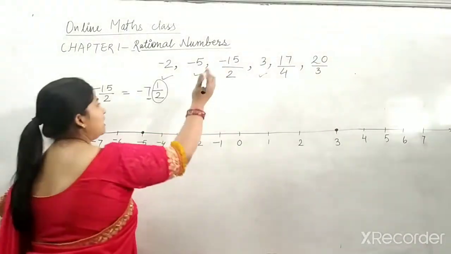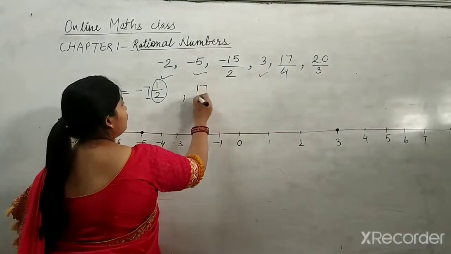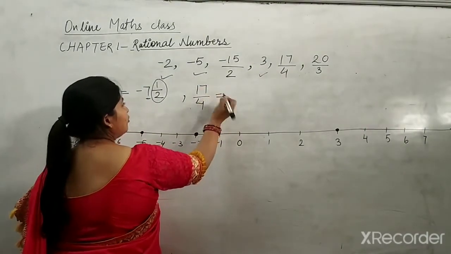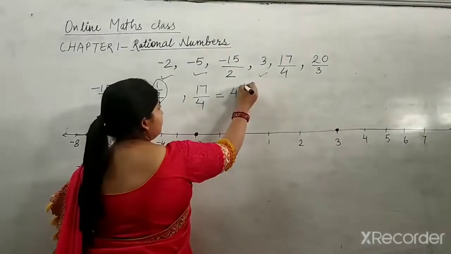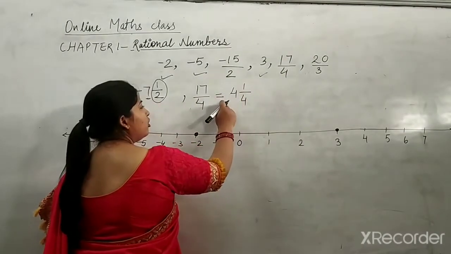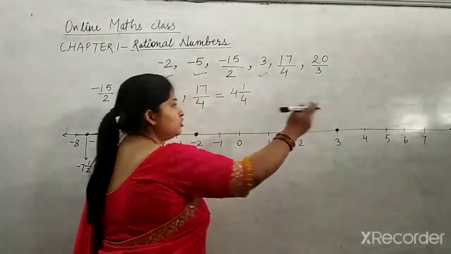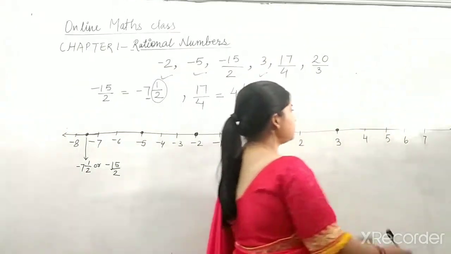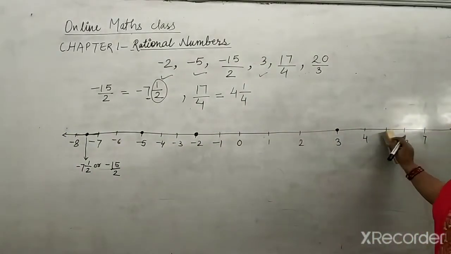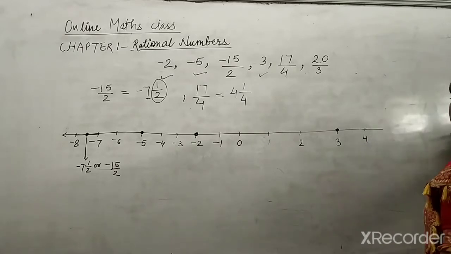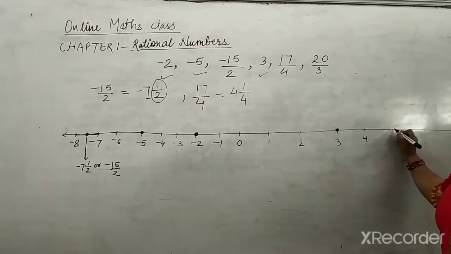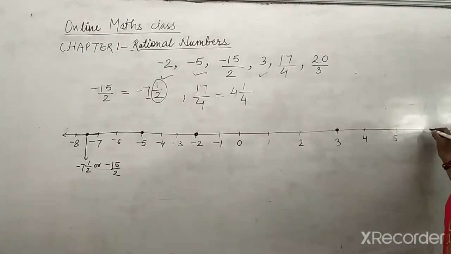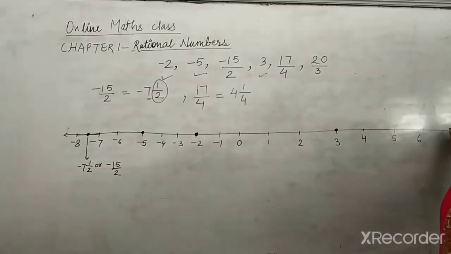In the same way, 17 upon 4 you can also do. Convert 17 upon 4 into a mixed fraction first: 4 fours are 16, remainder 1 upon 4. So it will lie after 4. Where is 4? Can you see? I told you to make equal gaps. Here I have not made them, but you have to make equal gaps with the help of a scale. I am drawing it myself, but you have to use a scale also.